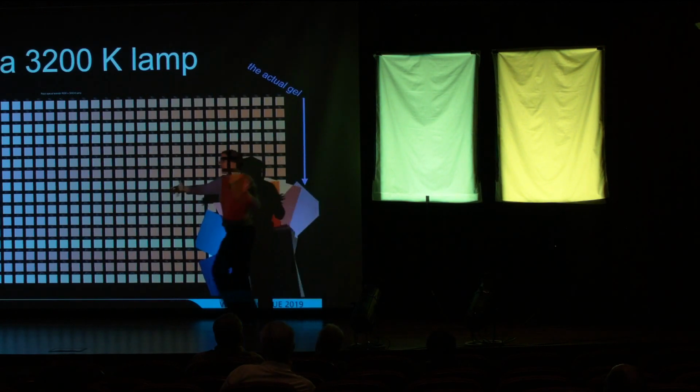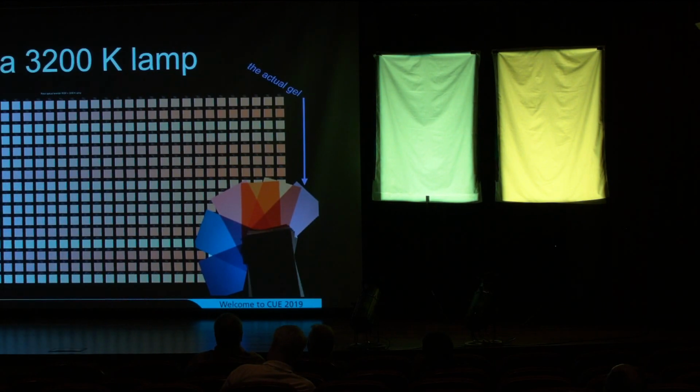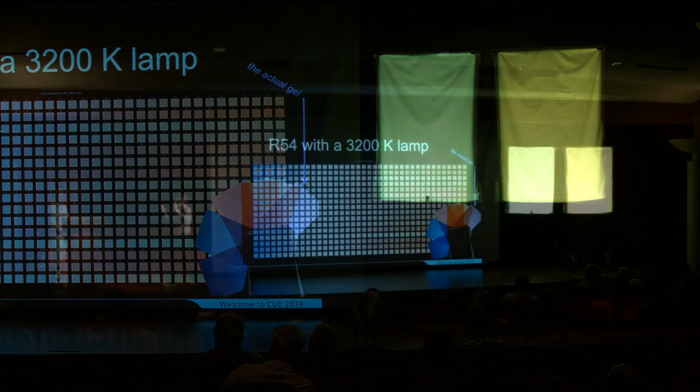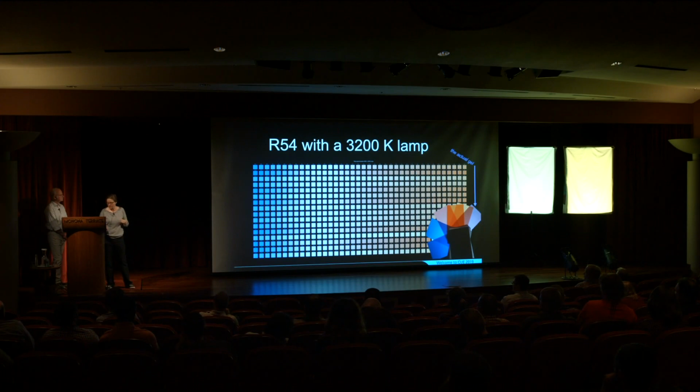Because the gel takes light away. It doesn't add anything that isn't there. And it takes it away as a percentage. It's going to take away 20% of the red, 50% of the green, whatever it is. It's a percentage of what it's given. So that's going to be different.